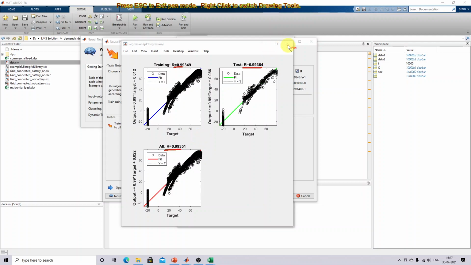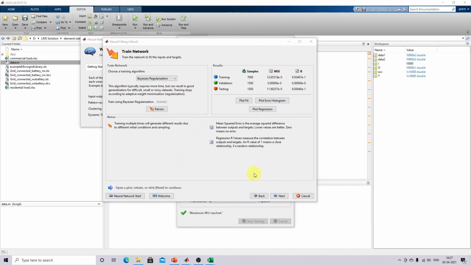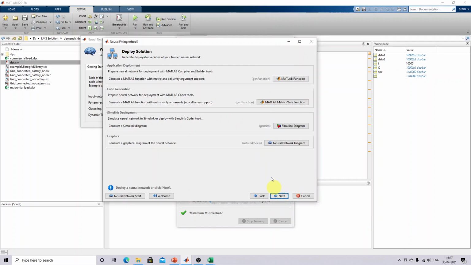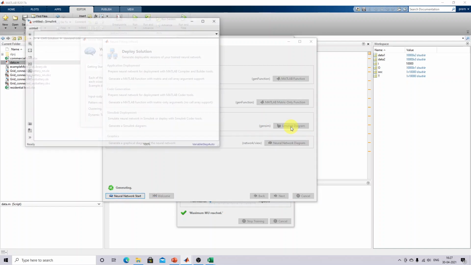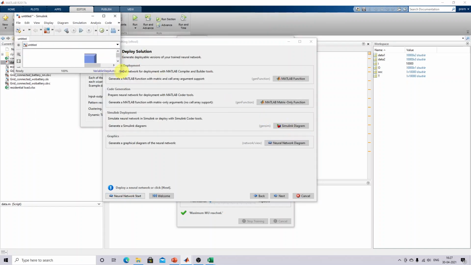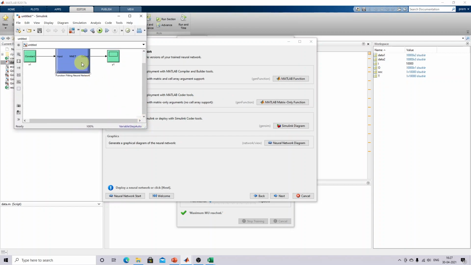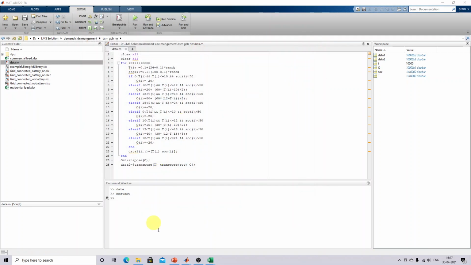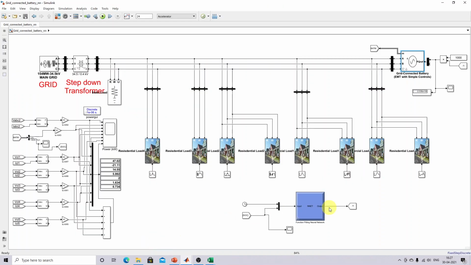So just go to close this one and then click next button. Okay, and then click next. So after that, this model is normally deployed in that Simulink model. So for that, I'm going to click Simulink diagram. So here you will get the trained neural network, right? Just go to copy this model. Okay, copy that model and then paste it here.